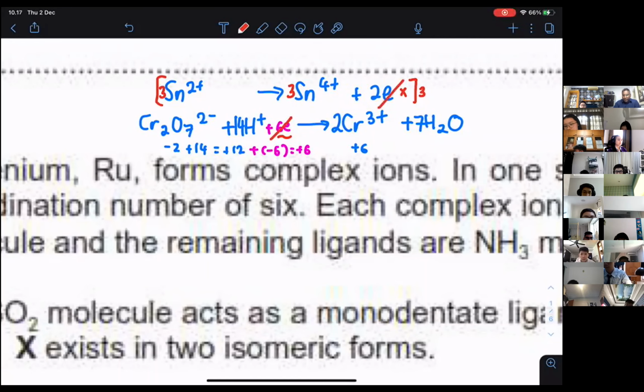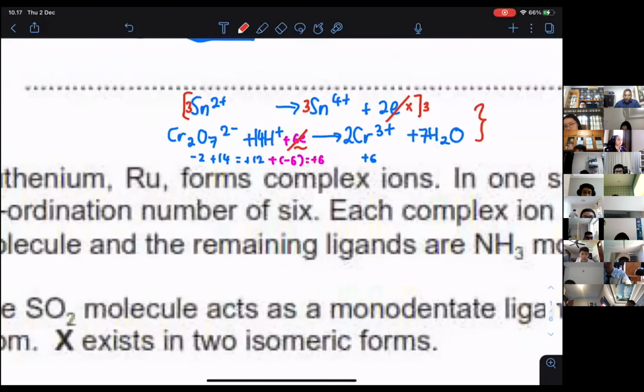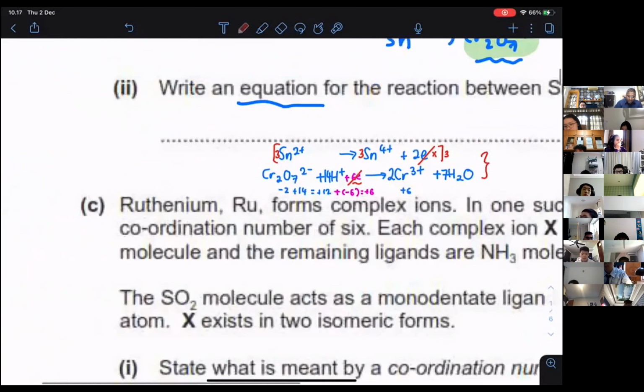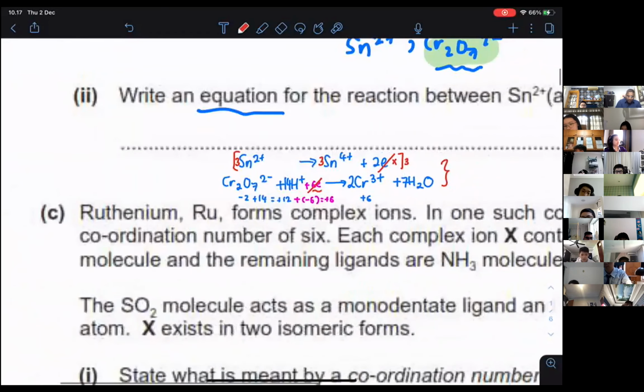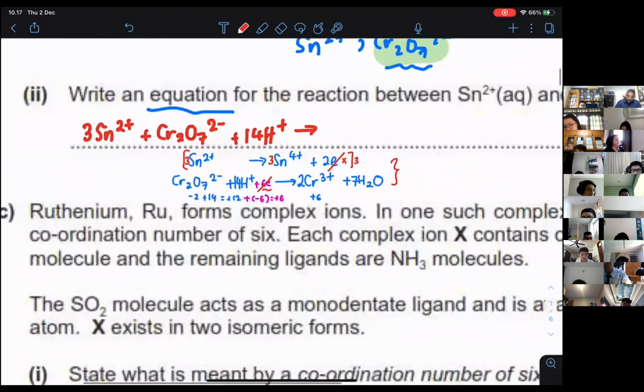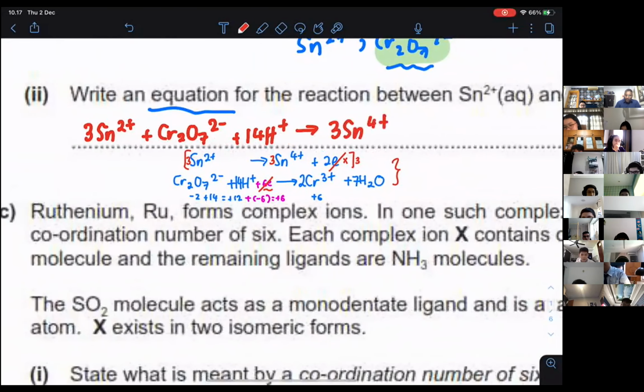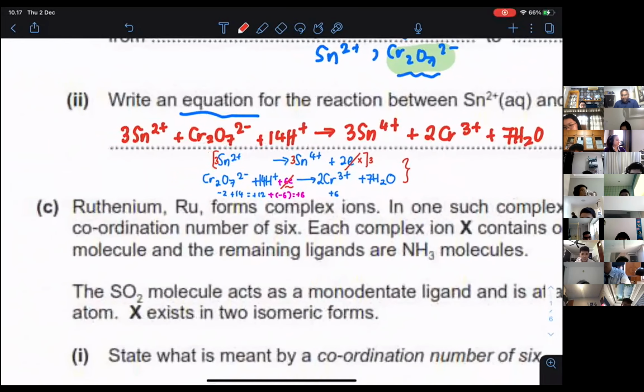So what you need to do is just join them together. Here you see 3 Sn2+ added with Cr2O7 2- plus 14H+, done, electrons are gone. So 3 Sn4+, electrons gone, plus 2Cr3+ plus 7H2O. This is going to be our answer.